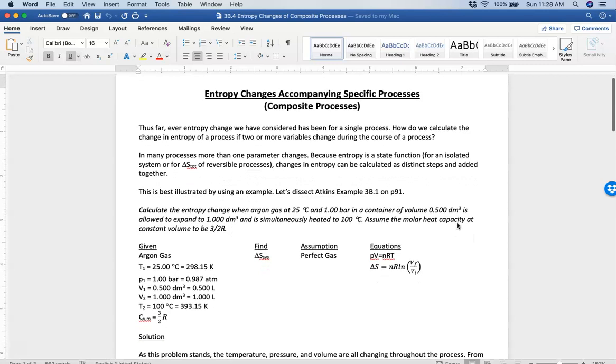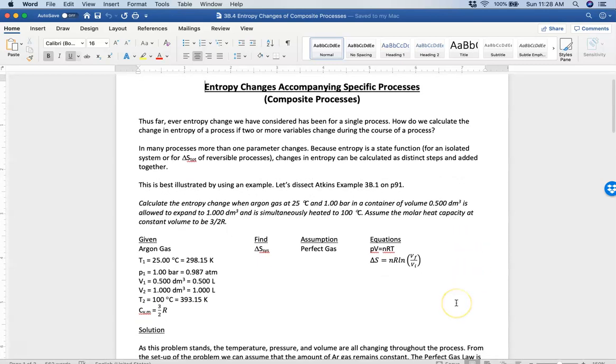This is going to be best demonstrated by an example. I've taken this one directly from Atkins, example 3b.1 on page 91. Thus far, every entropy change we have considered has been for a single process. So how do we calculate the change in entropy of a process if two or more variables are changed during the course of that process?